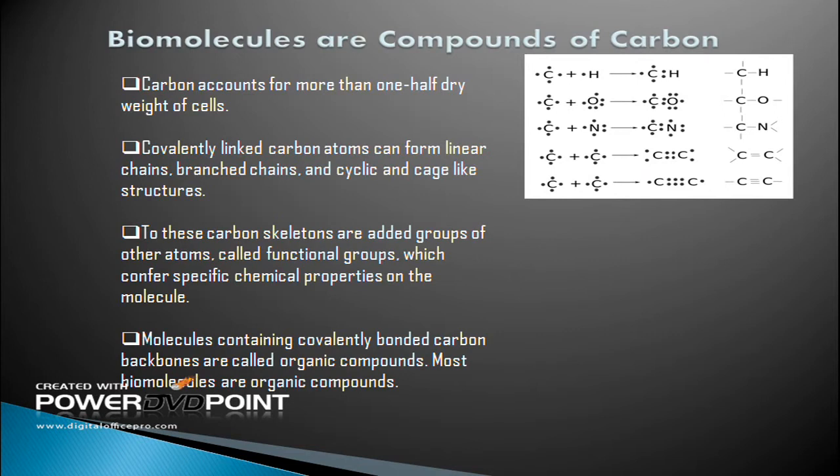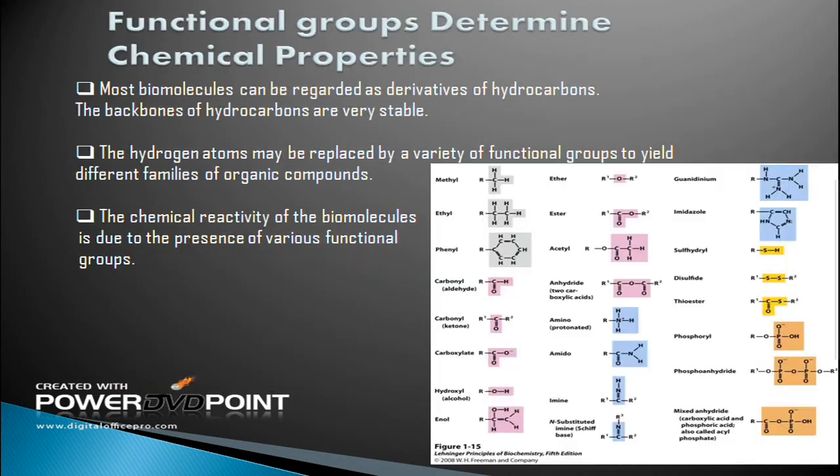Now we are coming to biomolecules as the compounds of carbon. Carbon accounts for more than one-half of the dry weight of cells. Covalently linked carbon atoms can form linear chains, branched chains, and cyclic and cage-like structures. To these carbon skeletons are added groups of other atoms which are called functional groups. They confer specific chemical properties on the molecule. So molecules containing covalently bonded carbon backbones are called organic compounds, and most biomolecules are organic compounds.